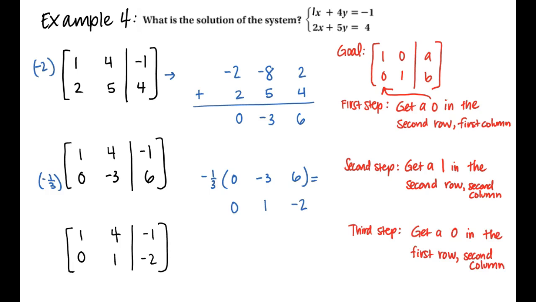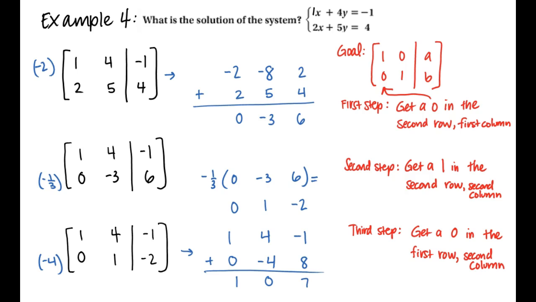Our third goal is to get a 0 in the first row, second column position. So in the 4 spot, that 4 needs to become a 0. Now we can't just multiply by the reciprocal here, because if we multiply by 1/4, then we're multiplying everything in the first row by 1/4, which changes that 1 in the beginning to 1/4, which is definitely what we don't want to happen. So instead what we want to do is multiply the second row by -4, and then add that to row 1. So when we add those two, we get 1, 0, and 7. That is our new row 1.